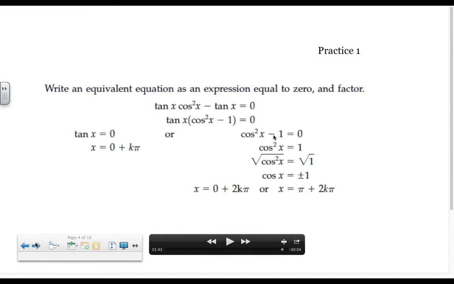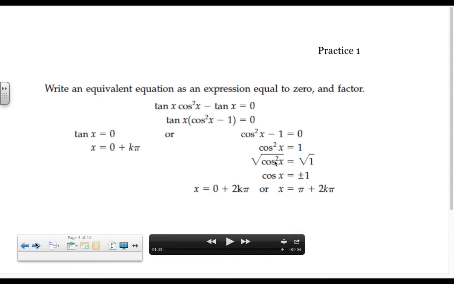This side I get cosine squared x minus 1 equals 0. So now I'm going to move the 1 over here. I'm going to take the square root of both sides. I get the cosine of x equals positive and negative 1. And if I look back on my chart, I get 0 plus 2k pi and also pi plus 2k pi.